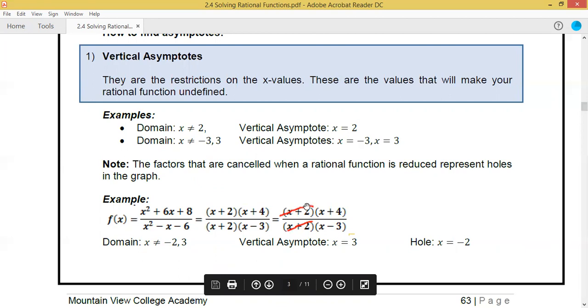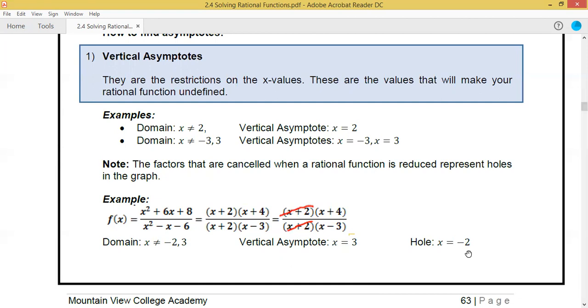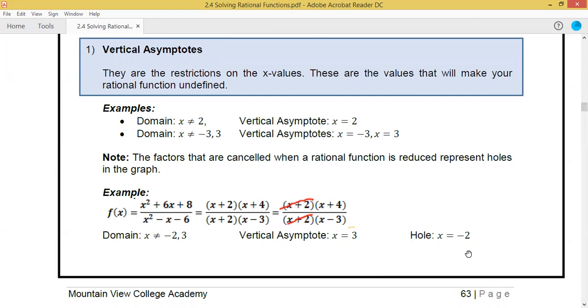But upon simplifying, we have canceled x plus 2. So what will happen? The uncancelled one, which is x is not equal to 3, will become the vertical asymptote. X is equal to 3. The cancelled value, x plus 2, which makes the domain x is not equal to -2, becomes our hole. That will be x is equal to -2. A hole is a circle which is not shaded. We'll talk more about this in the next lesson on graphing rational functions.